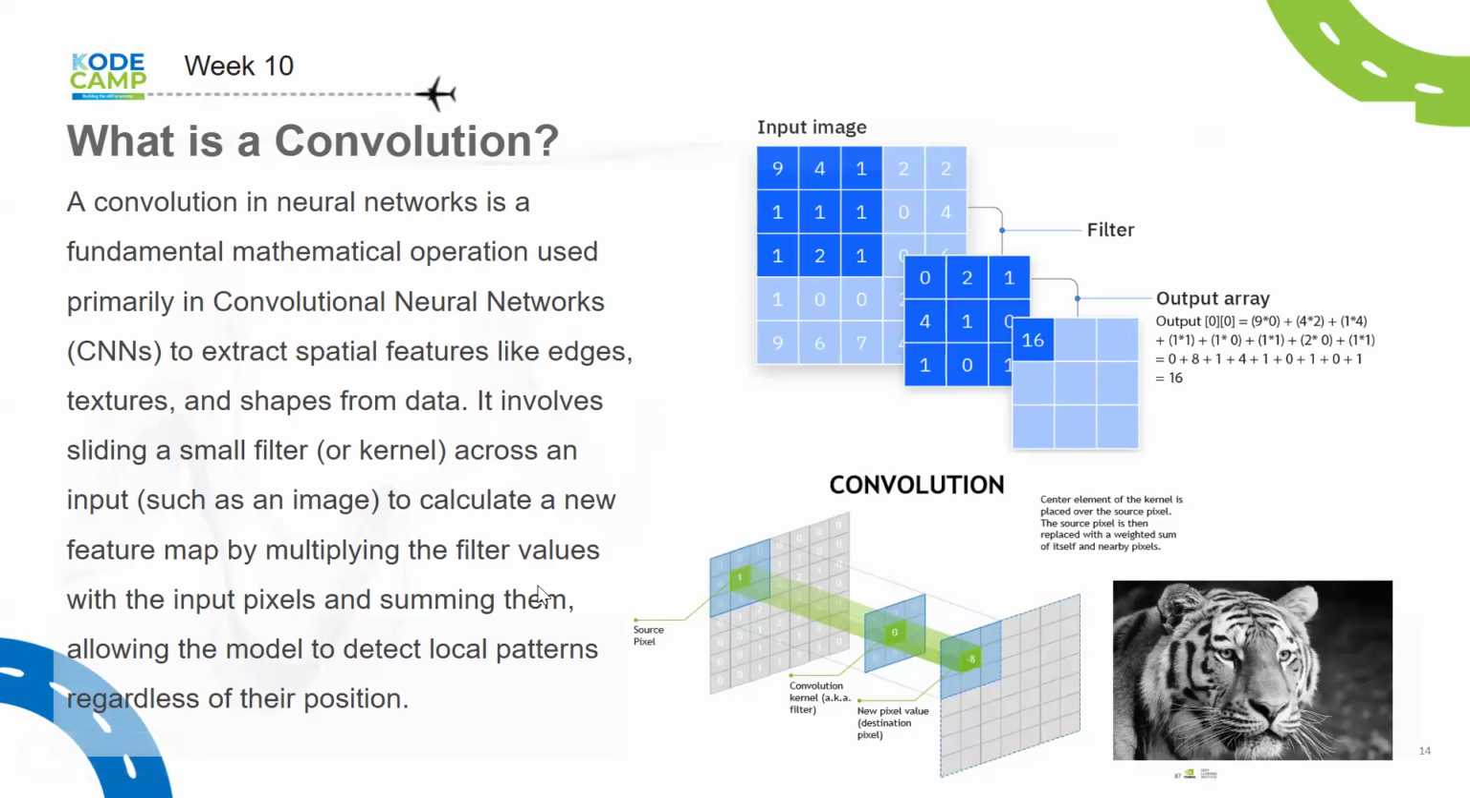And that feature map is created by multiplying the filter values with the input pixels and then summing them. So it is still a product sum, just like what we were doing in a fully connected layer. It's a multiplication and then a sum, and I'm going to explain that shortly. But what that does is that it allows the model to detect local patterns regardless of their position.